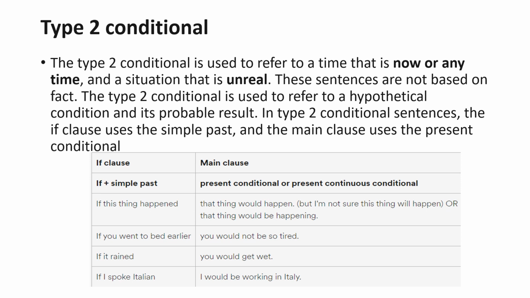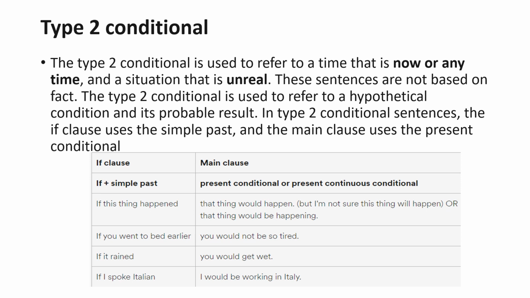Moving towards the type 2 conditional. Type 2 conditional is used to refer to a time that is now or any time and a situation that is unreal. These sentences are not based on fact. The type 2 conditional is used to refer to a hypothetical condition and its probable result. In type 2 conditional sentences, the if clause uses the simple past and the main clause uses the present conditional. So you can see in the table that if this thing happened, that thing would happen, but I'm not sure that this thing will happen or that thing would be happening.